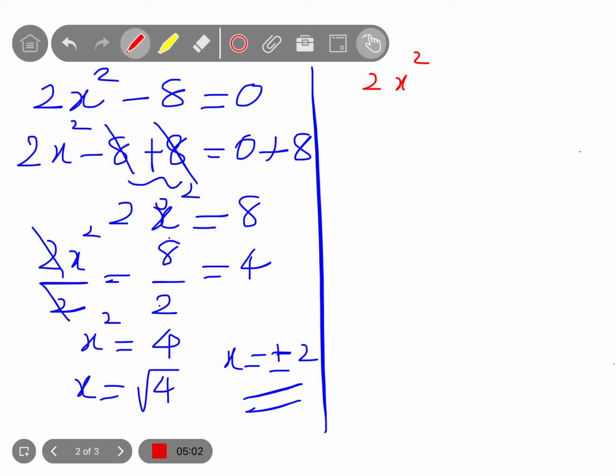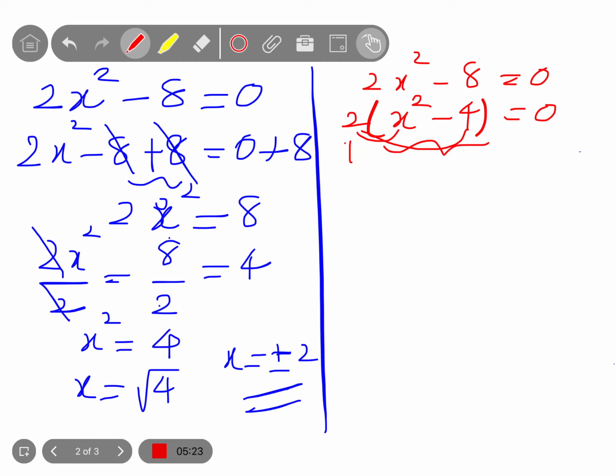2x square minus 8 is equal to 0. So you can take 2 out of this. So that is x square minus 4 equals 0. Because if you take 2 out, 2x square, 2 times minus 4 is 8. So that's why 2 came out. 2 times a particular value is 0, means that value should be 0, isn't it?